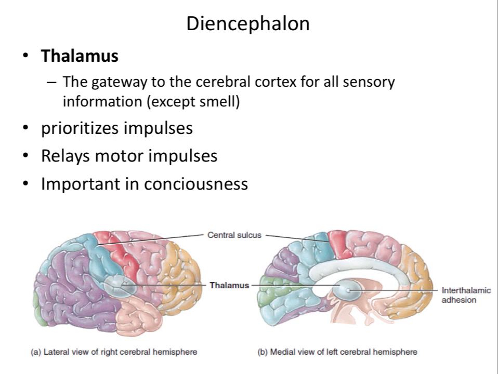The thalamus serves as the gateway for all sensory information, except for smell. Its job is to prioritize amongst all the impulses that are coming in, all the sensory impulses, and determine which ones are the most important. It also helps to relay motor impulses and is important in consciousness.